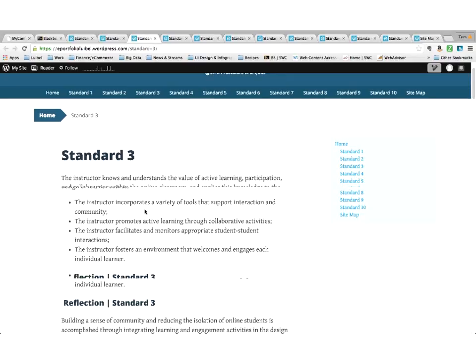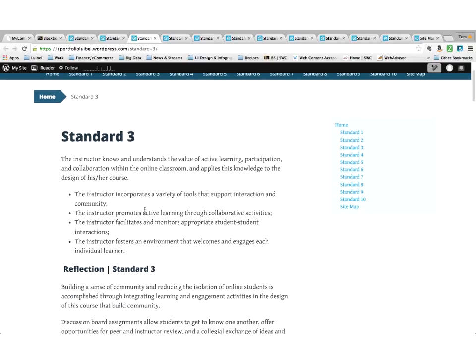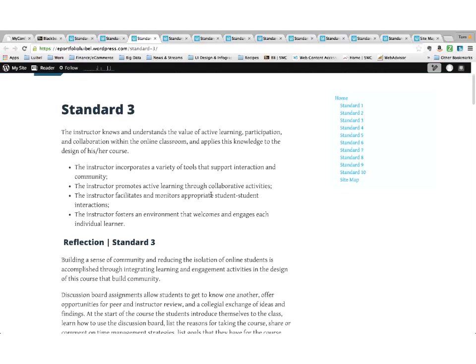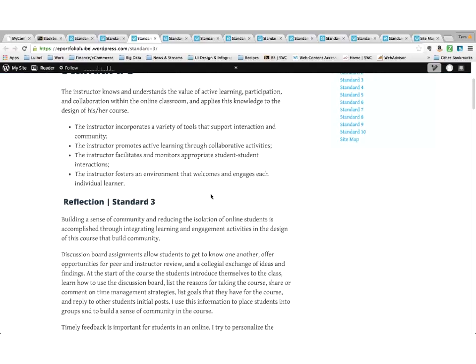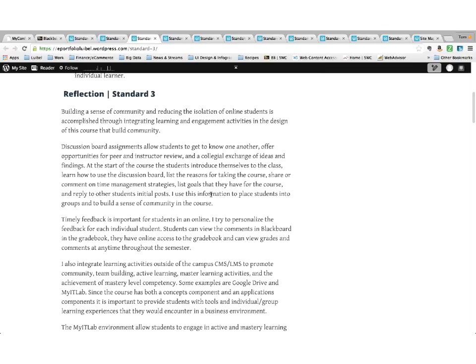Now on to standard 3. The instructor knows and understands the value of active learning, participation, and collaboration within the online classroom, and applies this knowledge to the design of his or her course. The instructor incorporates a variety of tools that support interaction and community. The instructor promotes active learning through collaborative activities. The instructor facilitates and monitors appropriate student interactions. The instructor fosters an environment that welcomes and engages individual learners.